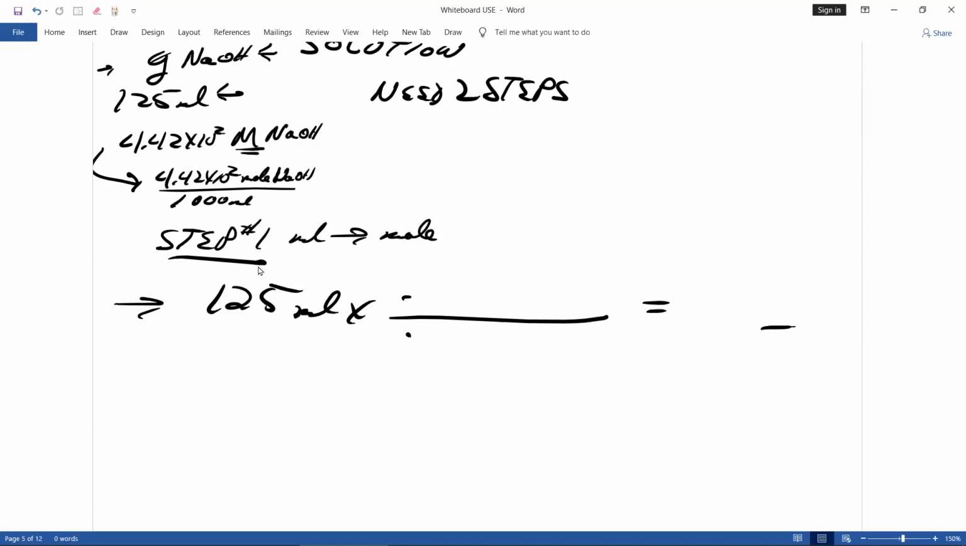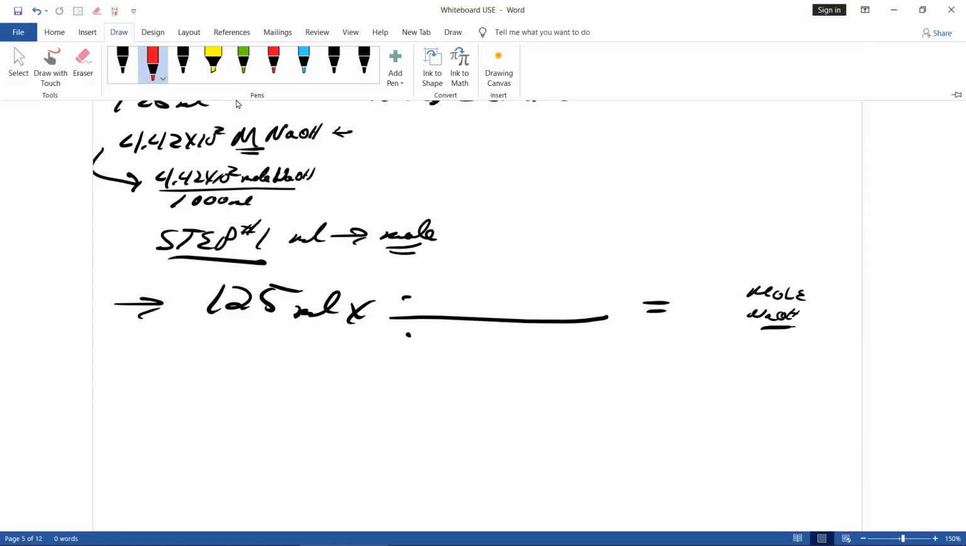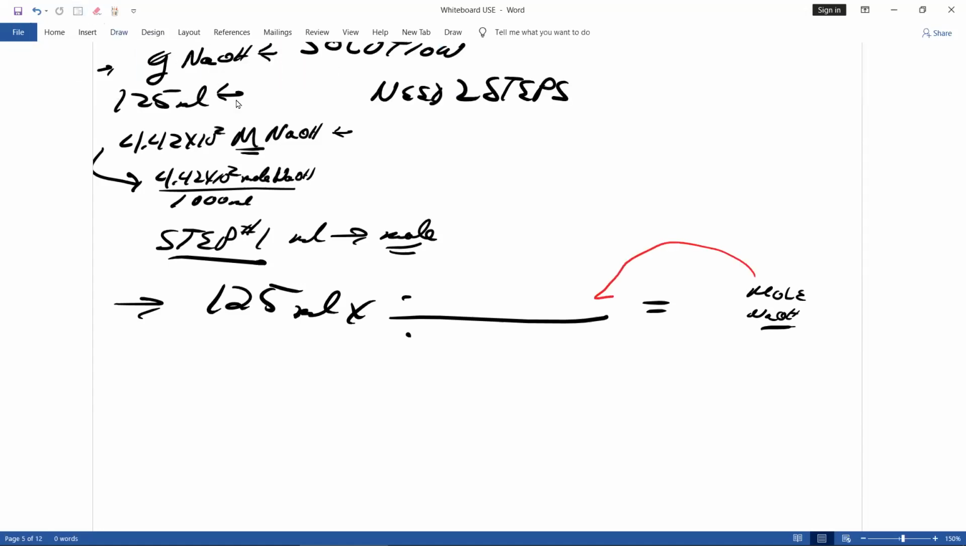All right, time's up. What units are we trying to get to? Moles. But moles of what? Sodium hydroxide. I use my good buddy, my good friend, unit analysis. Whatever I'm trying to get to goes on top. Whatever I'm trying to get rid of goes underneath.